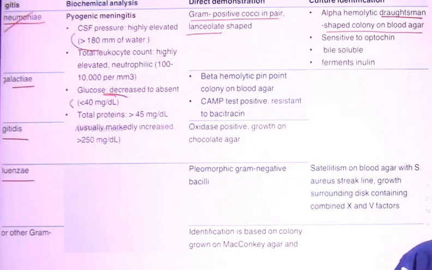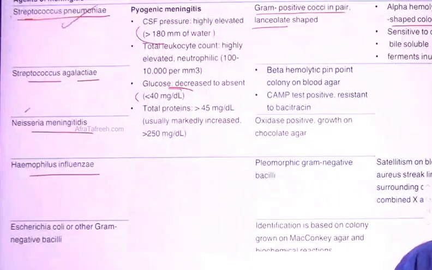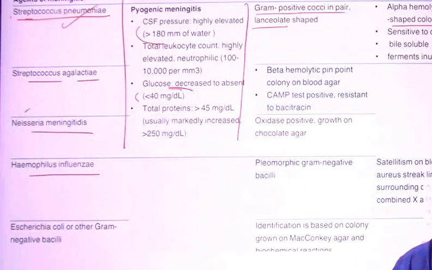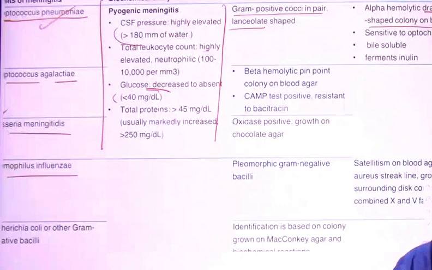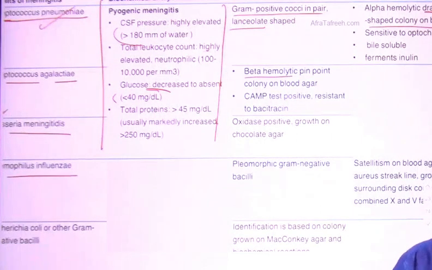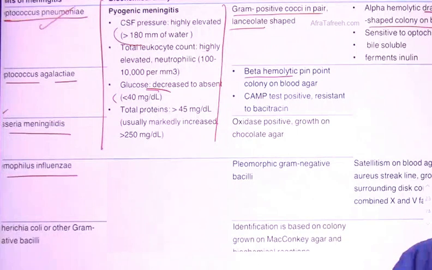Now coming to the Streptococcus agalactiae. Okay, these are the features with all the pyogenic meningitis. What is typical of it? You know that it's a group B Streptococcus, which is beta hemolytic. What is beta hemolytic? In which a complete zone of hemolysis is there on the blood agar. Then pinpoint colony. Pinhead colony is seen in Staph. Pinpoint colony is seen in Strepto. Okay, so that is observed on the blood agar. CAMP test is positive. What is CAMP test? Christie-Atkins-Munch-Petersen.